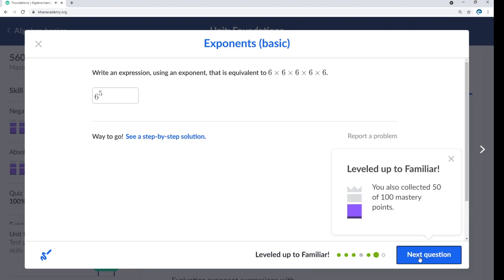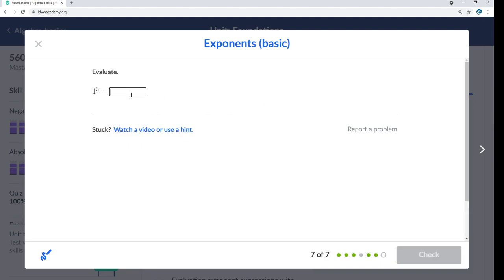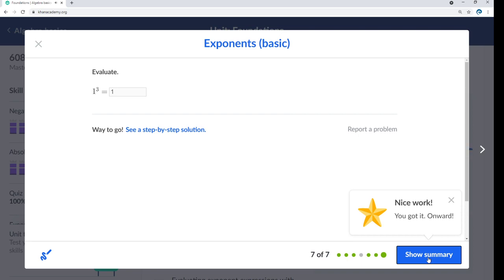Yeah. I have leveled up to familiar. I didn't get this thing because of this stupid question here. Oh no, wait. There's more. I think 1 to any power is just 1. Right. Yeah.